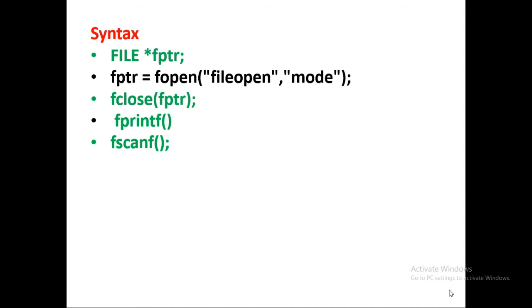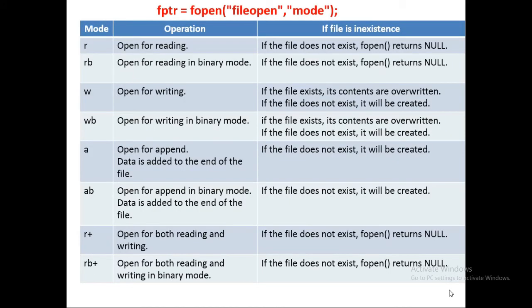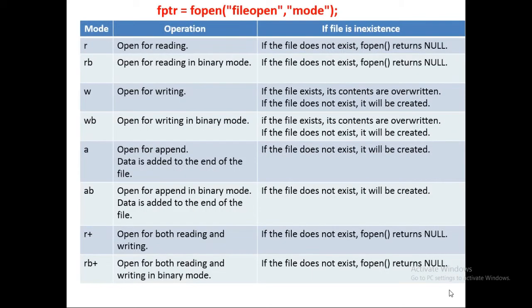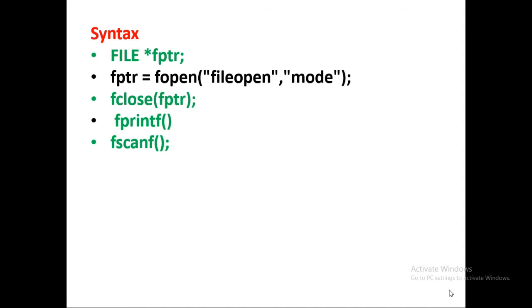You can find a common difference here. FILE, fclose, fprintf, fscanf are in green color, but fptr equal to fopen, that syntax is only shaded black. Why I am shading this color is that this is very important here. FILE star fptr means that we are declaring fptr as a file pointer, right?